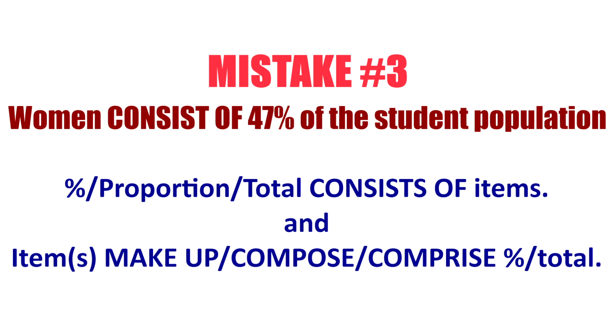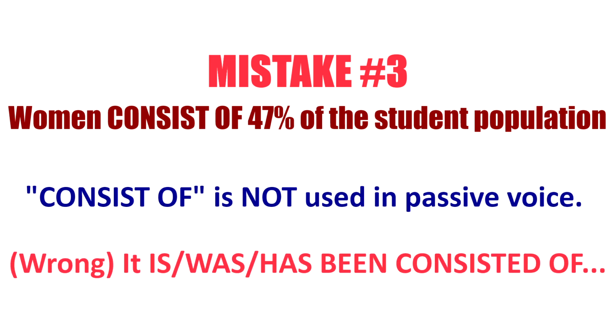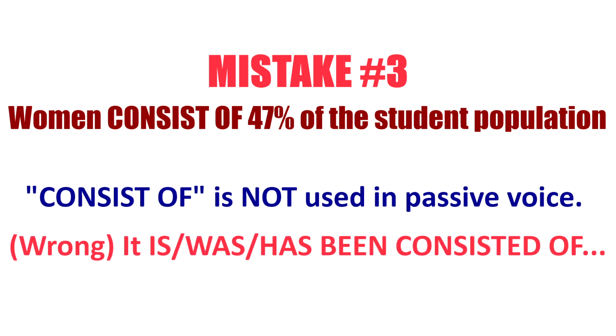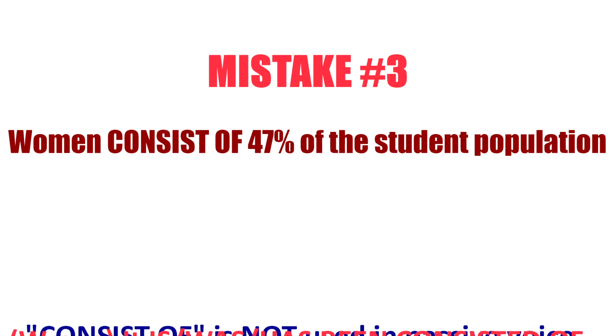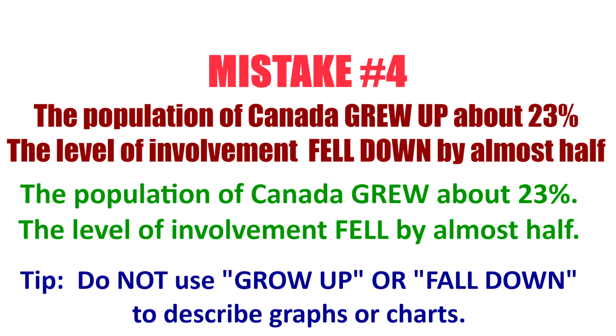Okay, so one important fact about consist of is that it is never passive voice. So you will not use consist of with was consisted of. That would be incorrect. Never passive. All right, let's look at 2 mistakes here. The population of Canada grew up approximately 23%. This is wrong. Let's look at the next mistake.